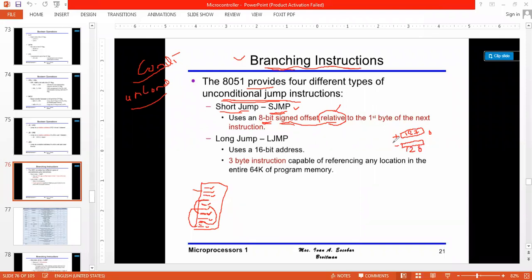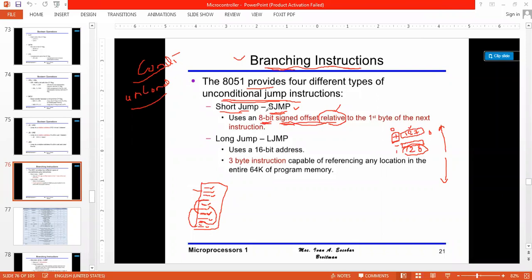So this 8th bit is going to be the sign, okay? If it is 0, then the address is a positive number, positive address. If it is 1, then the address is a negative address. So it is going back for the negative address, and it is going forward for the positive address. So total 8-bit signed offset address.